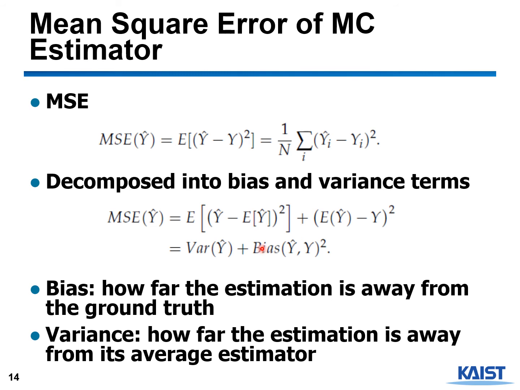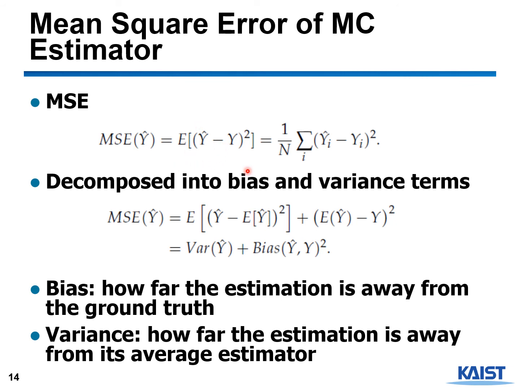So I will briefly talk about the mean square error of the Monte Carlo estimator. MSE is simply, where y hat is our estimator and y is the ground truth, the average of the square of their difference. And we already know we are using the secondary estimator of the Monte Carlo estimator.